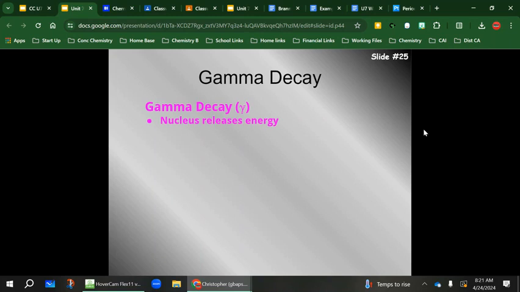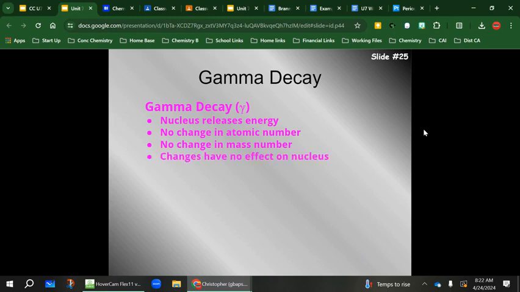During a gamma decay, the only thing that happens is the nucleus just gives off energy. Randomly gives off energy. There is no change in the atomic number. It doesn't become anything different. There is no change in the mass number. Everything stays exactly the same. Okay? Nothing changes. So the changes have no effect on the nucleus. They stay the same.